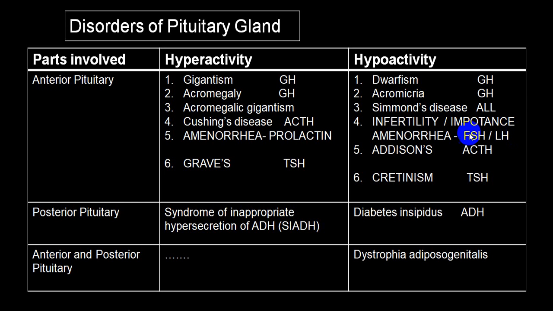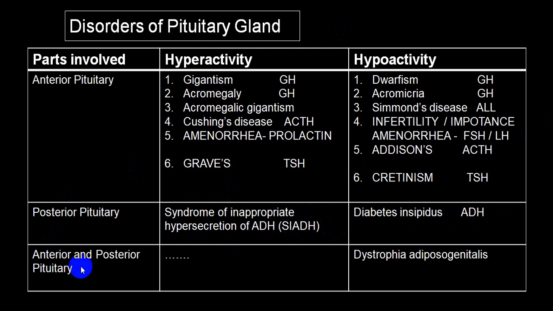If FSH-LH production is decreased, you get infertility, impotency, amenorrhea. Decreased production of ACTH, we get Addison's. Decreased production of TSH, we get cretinism. These are the anterior pituitary. We are not talking about the posterior pituitary at present, but decreased production of ADH will produce diabetes insipidus, and increased production will produce SIADH.